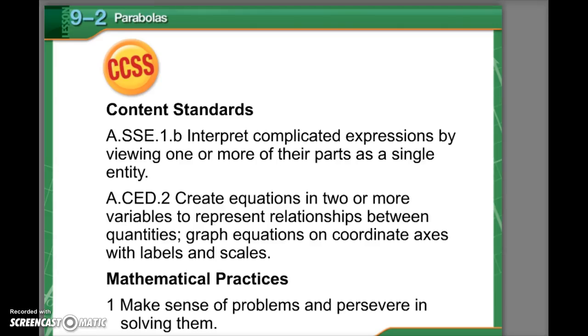Okay, this is Unit 1, Lesson 8. We are in Chapter 9, Section 2. We're going to be talking about some stuff with parabolas in this lesson.